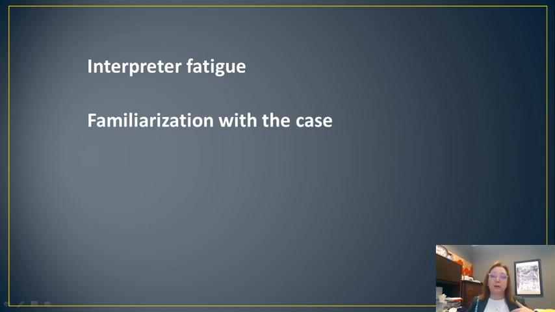Familiarization with the case is very important. Often attorneys will email me and say, I need an interpreter for a trial on such and such day, and nothing else, just the language. Well, I will call or email them back and say, I need to know, is it a jury trial or a non-jury trial? There's a big difference there. It's probably a whole day difference.